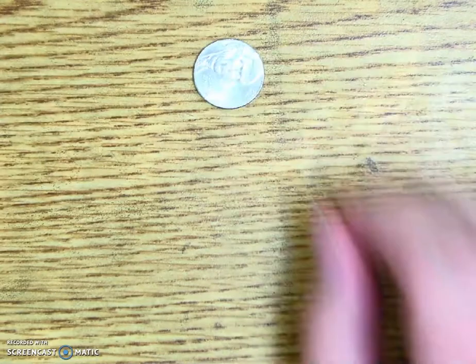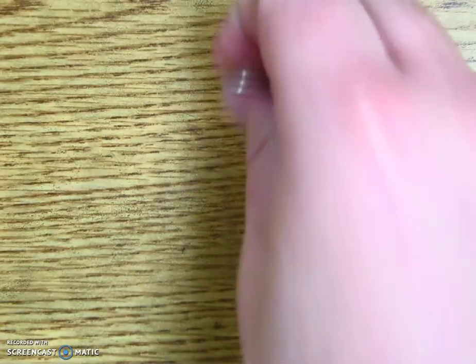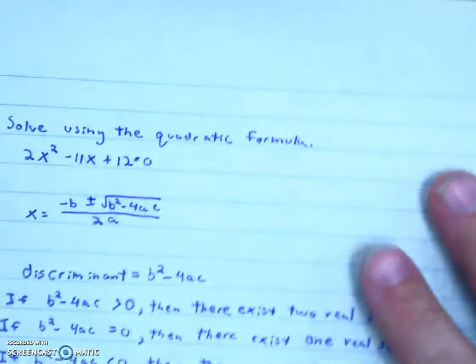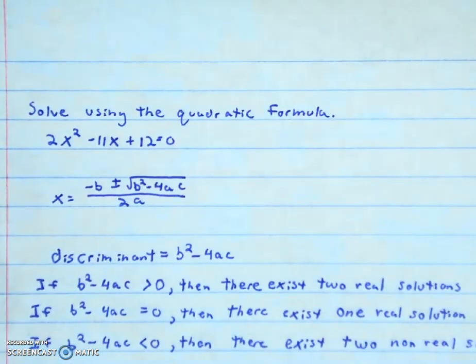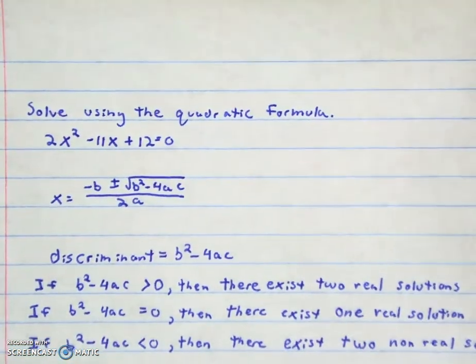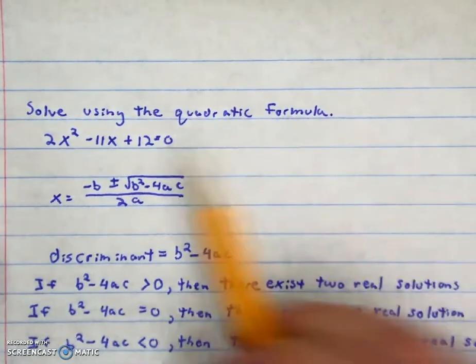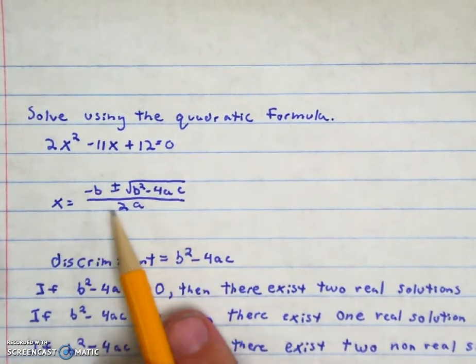X equals the opposite of b plus or minus the square root of b squared minus 4ac all over 2a. That's right. Part 5 is going to be the quadratic formula. So welcome to part 5 of the quadratic series. What we're going to do is solve this using the quadratic formula. And hopefully you know that you can sing Pop Goes the Weasel to this.